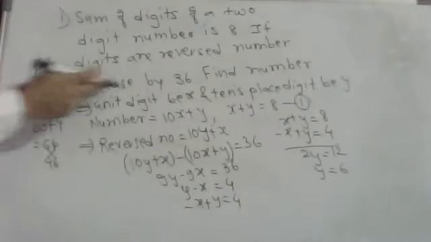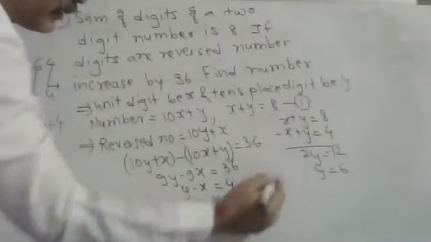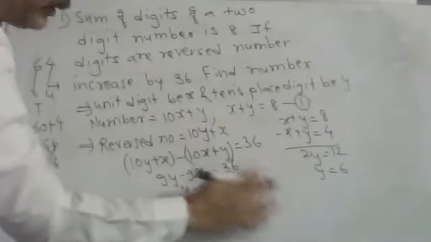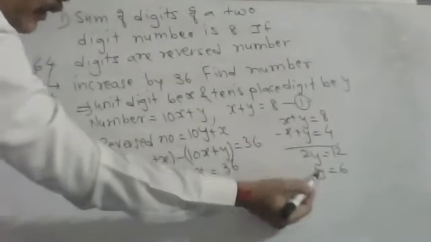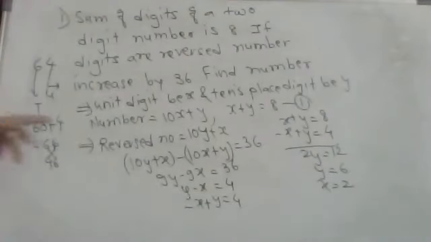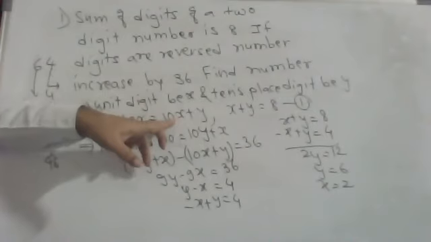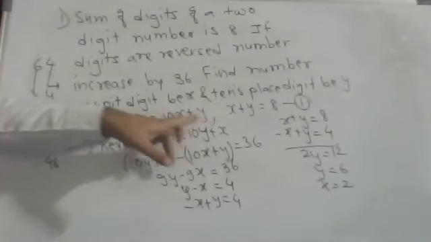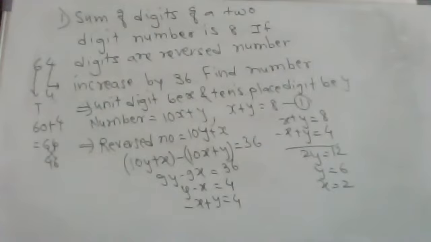Y is what? Y is the tens place digit, which is 6. And the unit digit is x. Then what will be x? Y is 6. Then x will be 2. The original number is 10x plus y. Oh, something wrong? Let me do the correction.